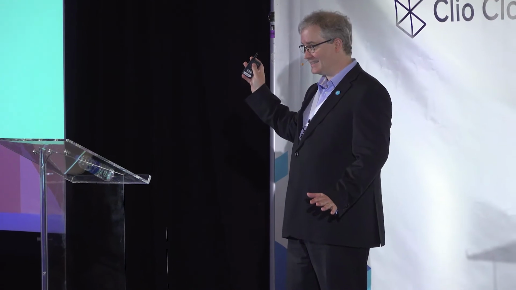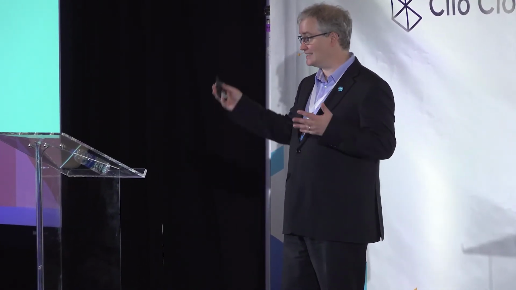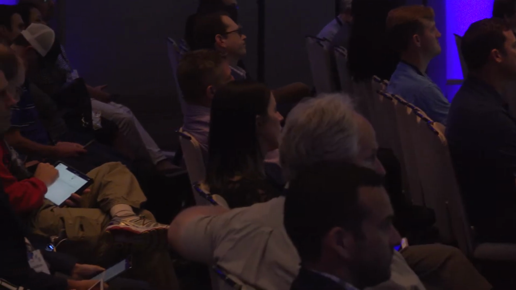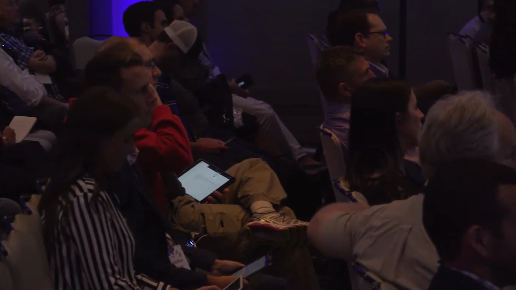But I'm just translating the question across. I didn't tell it how to answer the question. I just told it the question. And then I have to ask the software, what's the correct answer for question 1? You type in that, you hit enter, and it says A. A is the correct answer. It's checked all 5 of them. A was the only one that was right. That's it. You don't have to write anything else. That's actually all of the code that you need to do that.